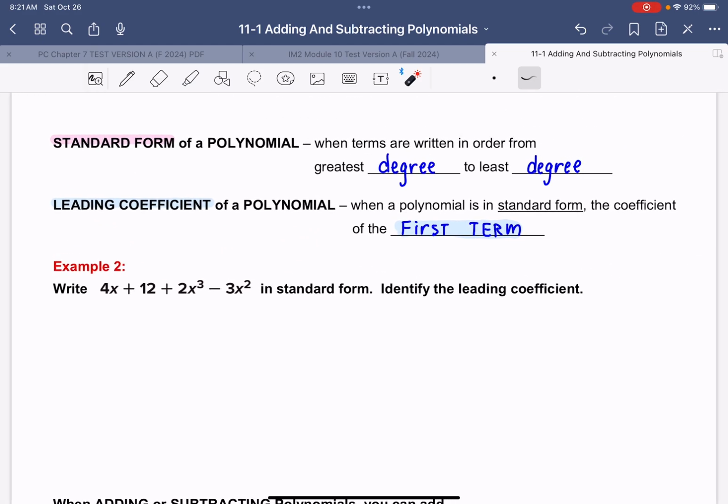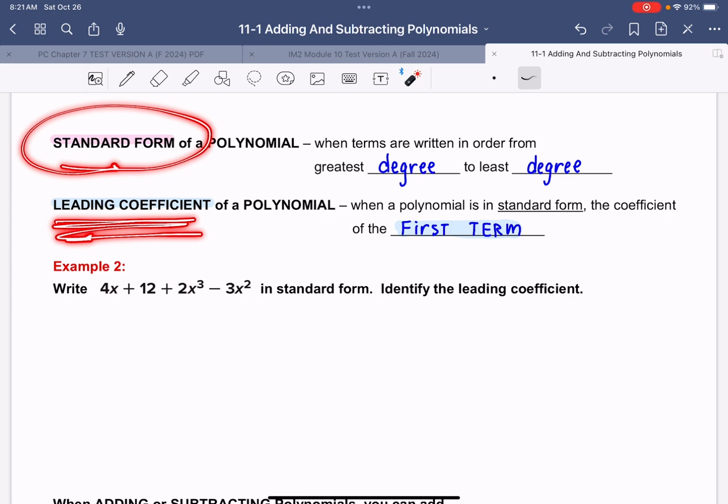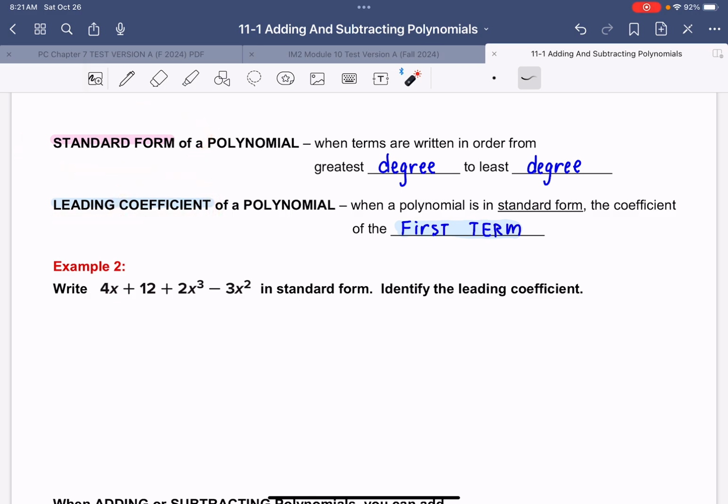Why we want to do that is once a polynomial is written in standard form, we can discuss what is the leading coefficient. Okay, coefficient is just a fancy word for the number in front of a variable. You need to know that word. Okay, so when a polynomial is in standard form, the coefficient of the first term is basically the leading coefficient. It's basically the first term.